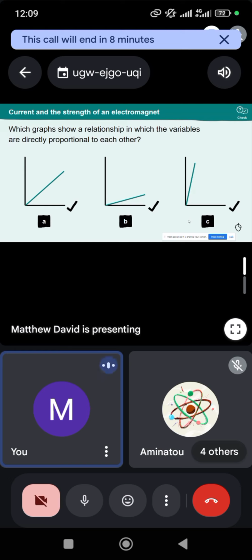Now, it's not just only A. Like I said, it's a straight line graph, a straight line graph that starts from the origin. Look at them. All of them are from the origin. This one starts from the origin. This one starts from the origin. This one starts from the origin. And all are straight going up.